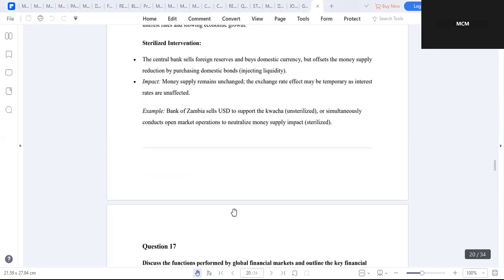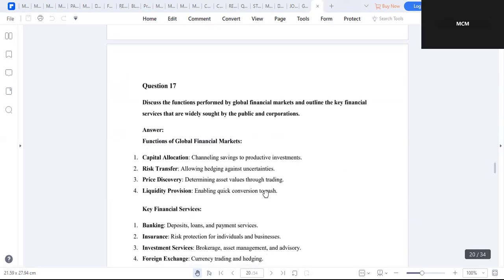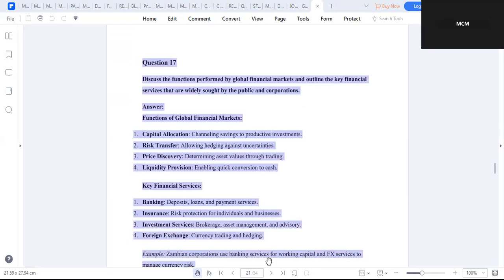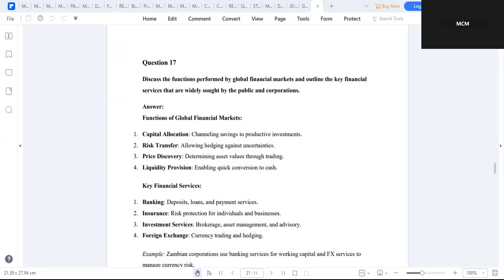Okay. Then discuss the functions performed by the global financial markets and outline the key services that are widely sought by public and corporations. So this is usually question number one of your exam paper. It's actually been repeated several times. What are some of the functions of the global financial markets that we talked about?